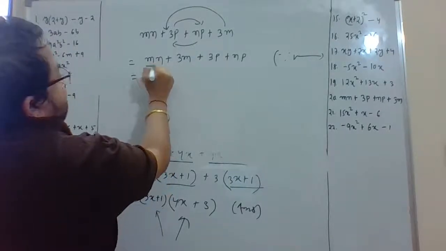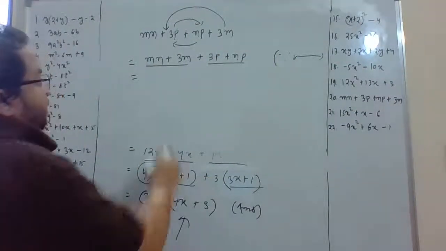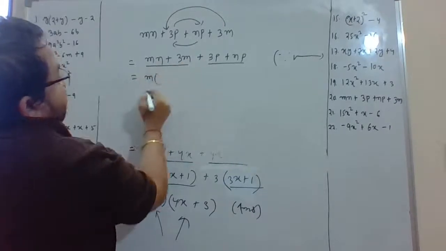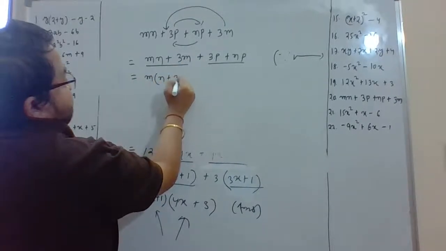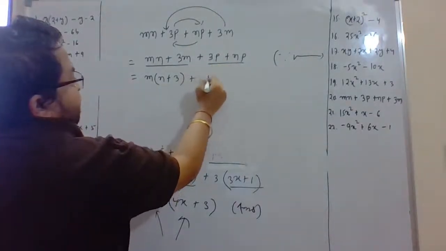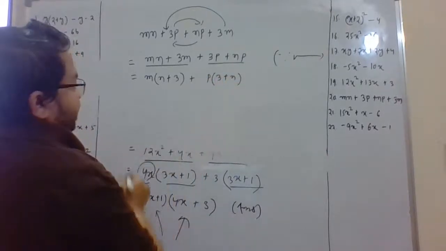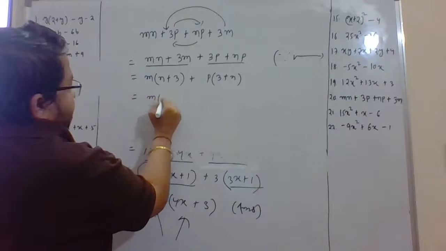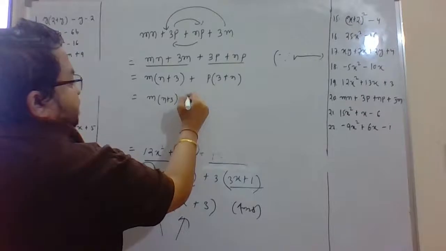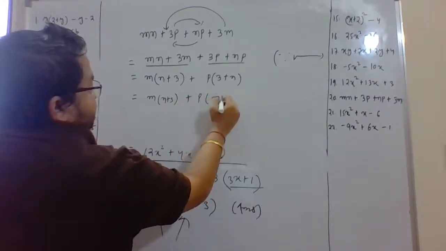Now these two I'll take as the first pair, and these two terms I'll take as my second pair, right? Between the first two terms, the common factor is m, so what I get back is n plus 3. Similarly, between term 3 and term 4, if I take p as common, then I'll get 3 plus n. So I can write it as m into n plus 3 and p into n plus 3.